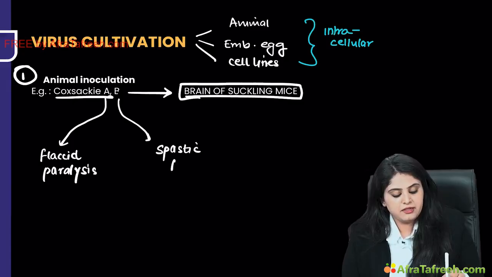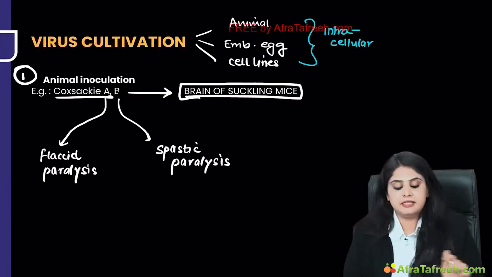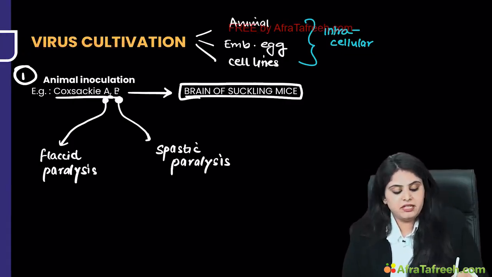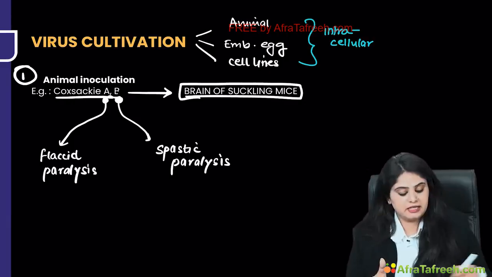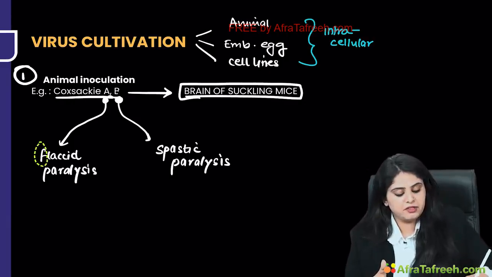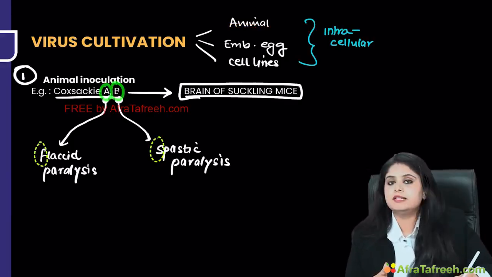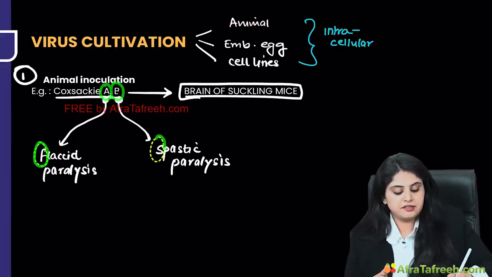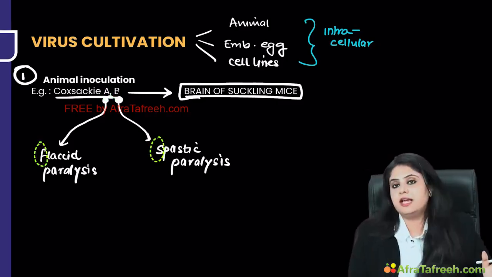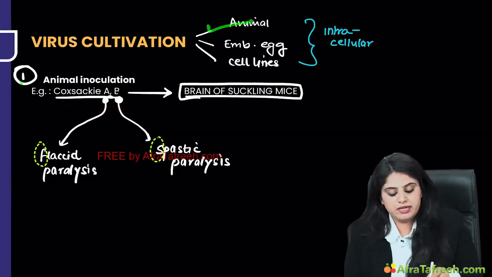And how did I learn which is flaccid and which is spastic? I simply go alphabetically. A comes before B, so A comes first, then B. Similarly, F comes first and S comes later. So that is how you arrange them in alphabetical order. That is how you grow it in animals.